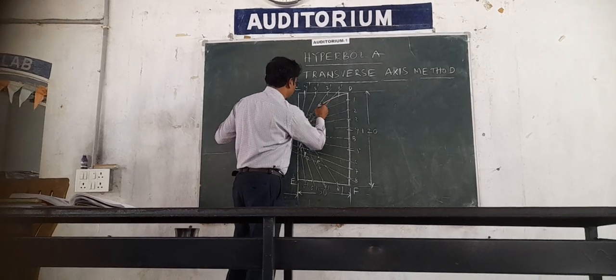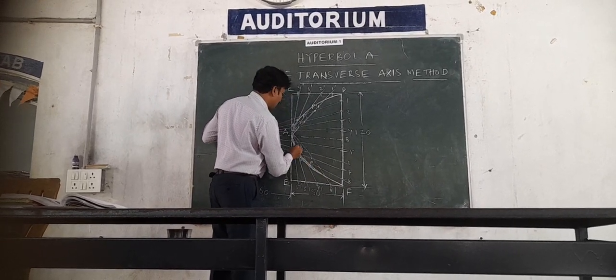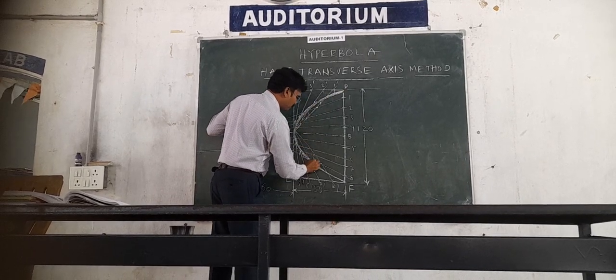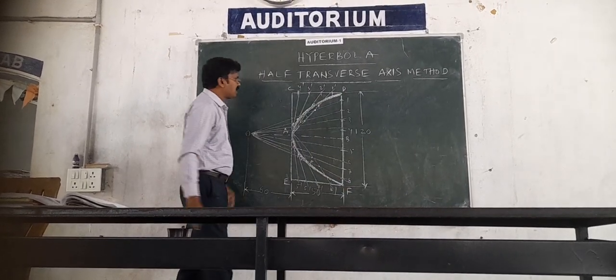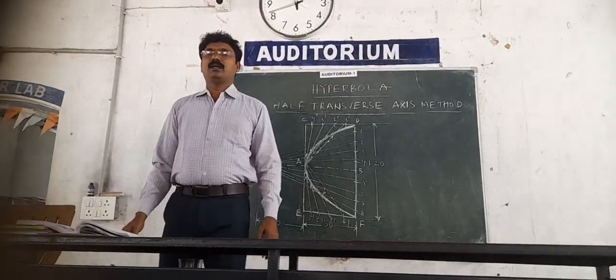Join all these points. This is the hyperbola of transverse axis. I think all of you got it. Do it.